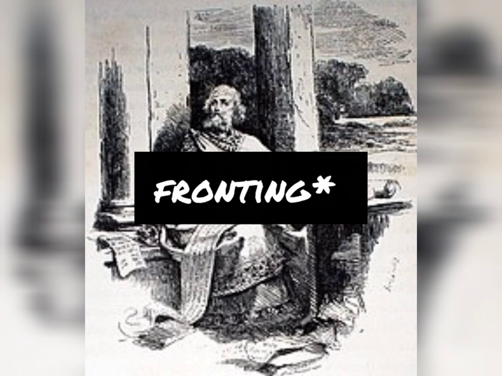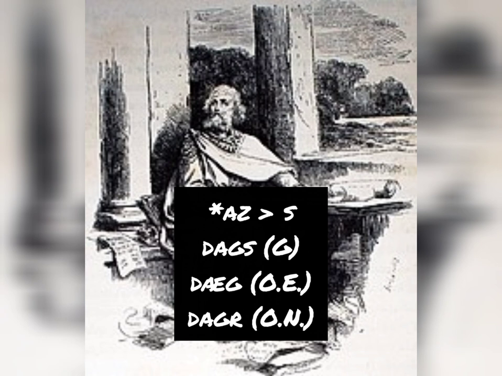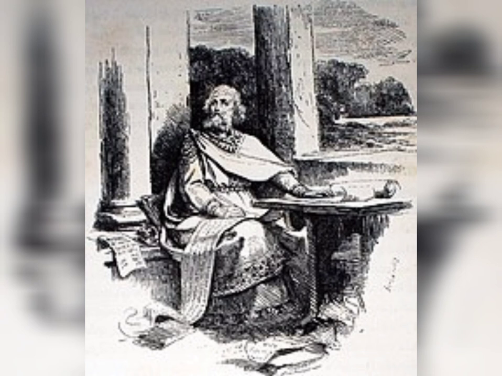Gothic has retained the original nominative singular masculine ending preserved from a group of nouns in Proto-Germanic ending in AZ. For example, where you have in Old Norse and in other languages an R or nothing, such as dagr, you will have in Gothic an ending S.